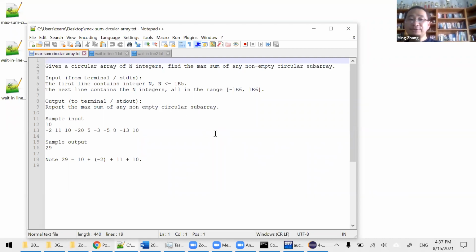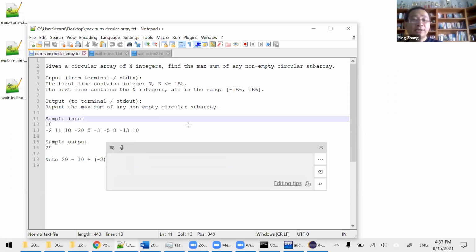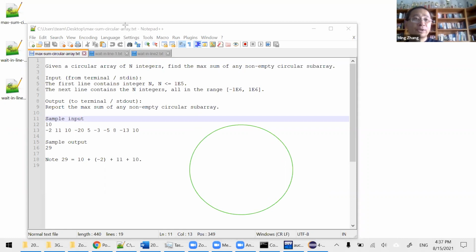So why this one is a little bit different: your array can go around. So here, let's try this one. We're going to have a circular array. So we're going to have, say, negative 2 here, and 10, 11 here, 10 here, negative 20 here, 5 here, and negative 3. I can make this one small. I can spread them further. So 11 here, 10 here, negative 20 here, and 5 here, negative 3, negative 5, 8, negative 13, and there is a 10.